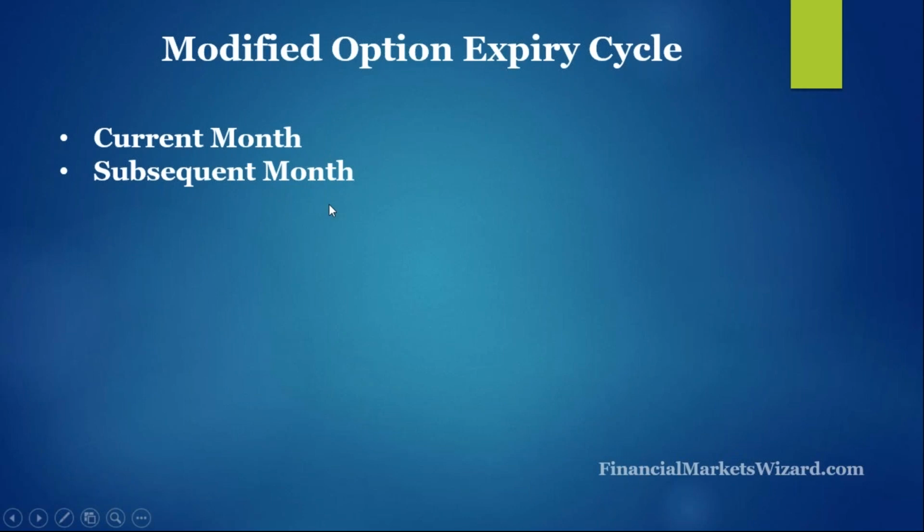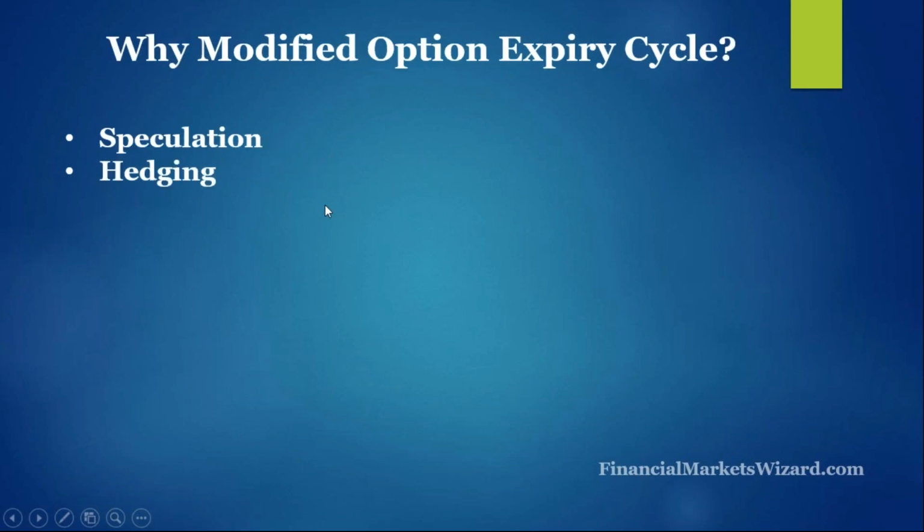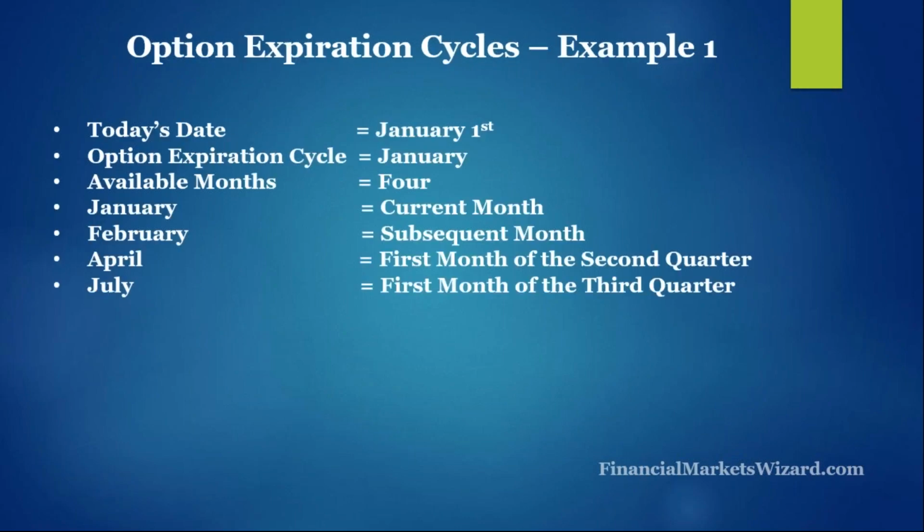So current month and subsequent month are added. And these are the two reasons, speculation and hedging. For speculation and hedging purposes, they added the front month and the subsequent month. Now let's take some examples. I will take you through examples where I will explain how the months are added and subtracted based on the cycle the stock is assigned to.